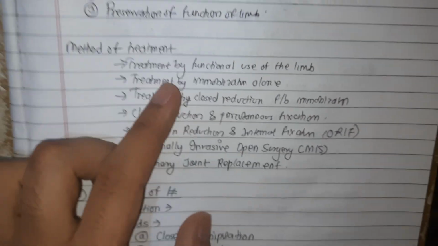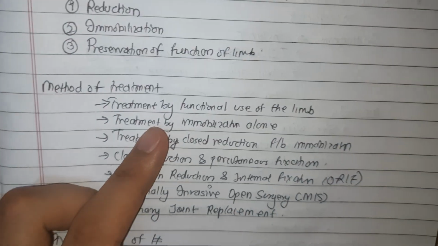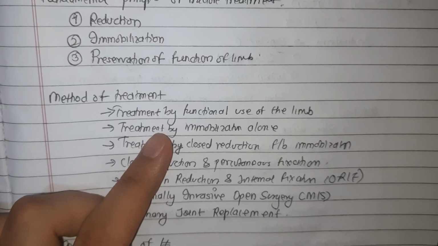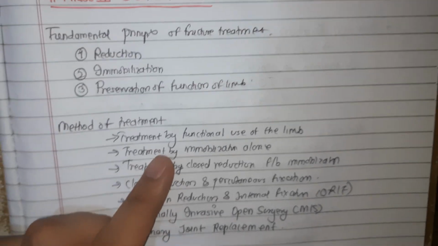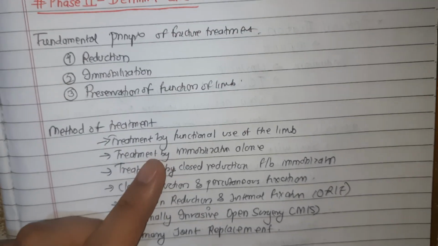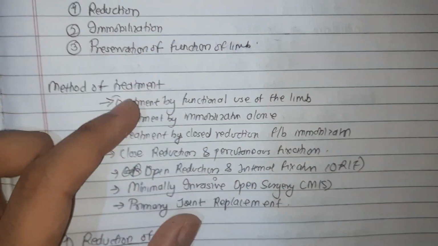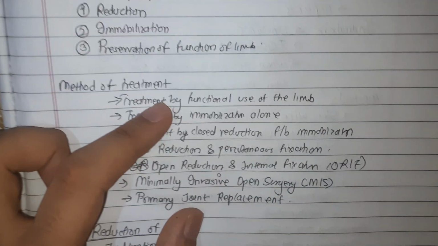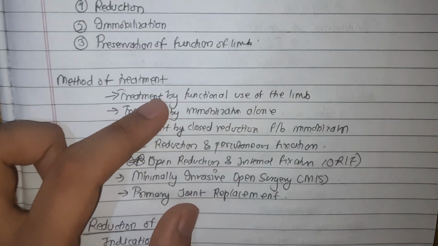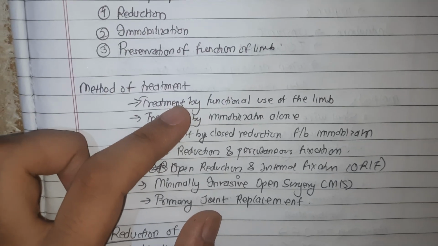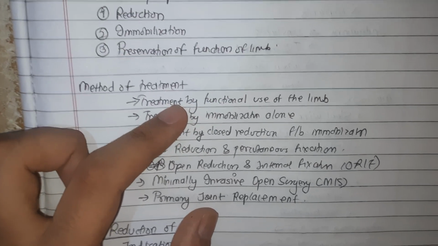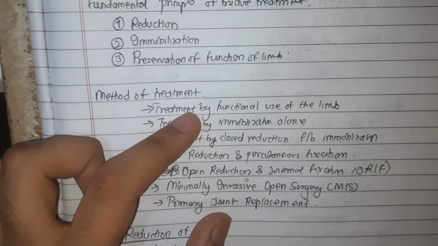So there are various methods of treatment, and not all three fundamental treatment principles mentioned above apply to all fractures. The treatment of a particular fracture can fall in one of the following categories, and one of the first treatment methods is treatment by functional use of the limb. This means that one can simply ignore the fracture and continue to use the limb.